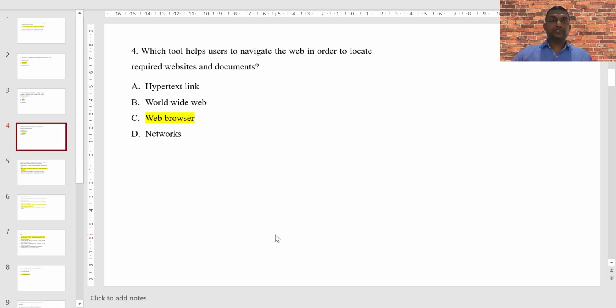Let's move into the fourth question. Which tool helps users to navigate the web in order to locate required websites and documents, right? This is something that we do on a day-to-day basis. Which tool helps users to navigate the web in order to locate required websites and documents?